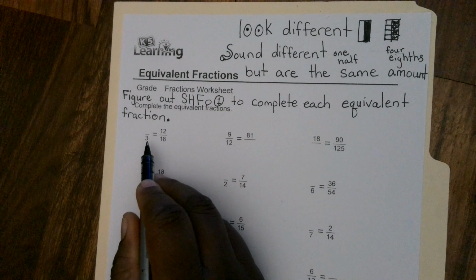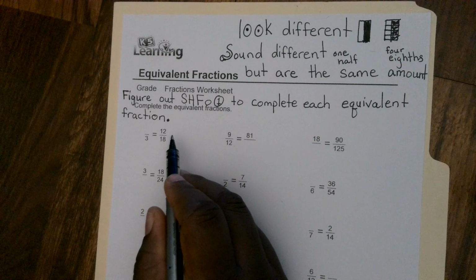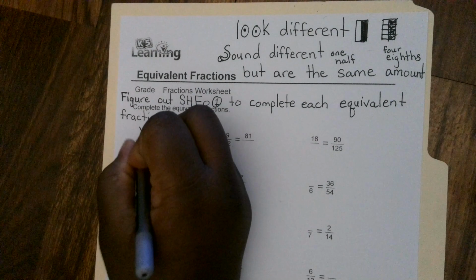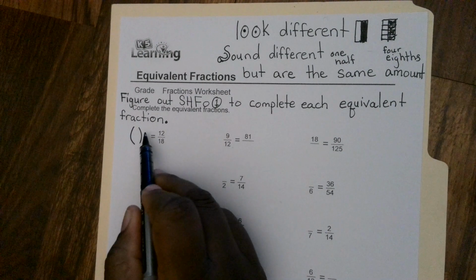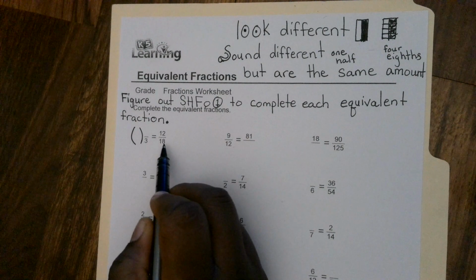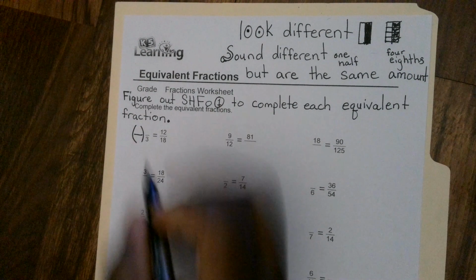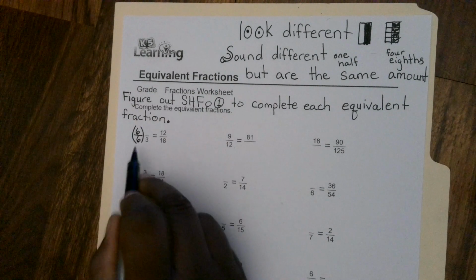So I have thirds, and I'm going to 18ths. Thirds times what will give me 18ths? Well, first I have to figure out SHFU, and that will tell me this other fraction. Thirds times what will give me 18ths? Well, 3 times 6. And so I'll have to use 6/6 here.